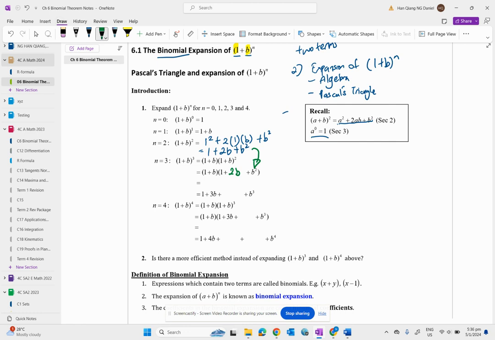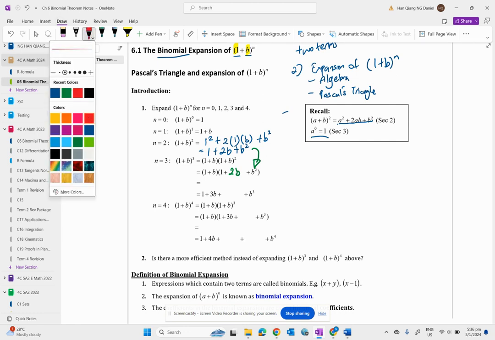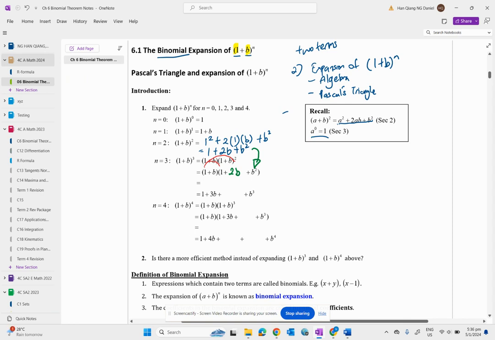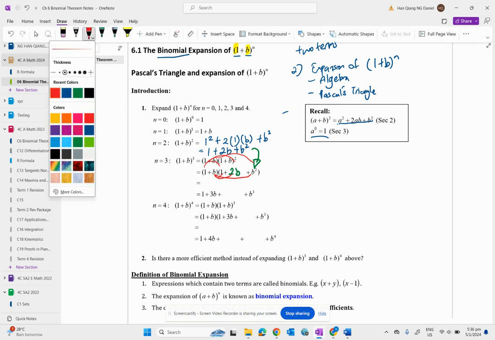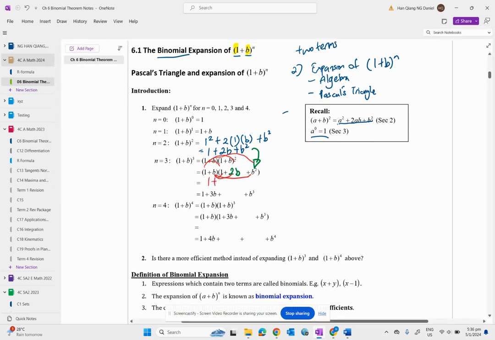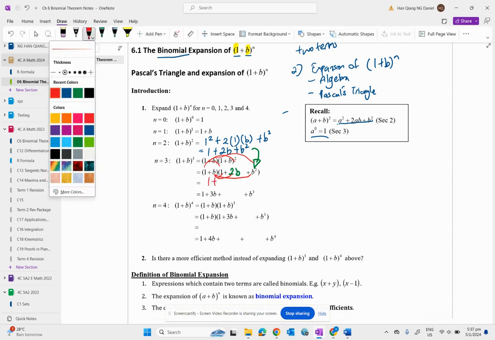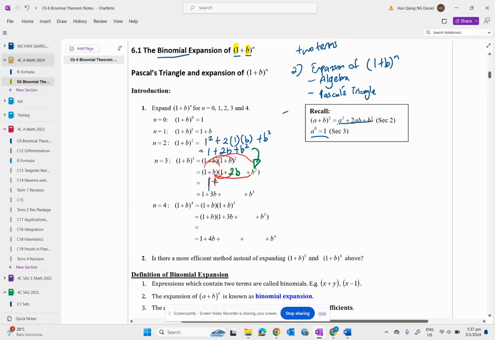You expand this by the rainbow method. You recall rainbow method, you have this. Then subsequently, this times this times this, we will actually get 1 plus 2b plus b square plus b plus 2b square plus b cubed. Let's simplify it as 1 plus 3b plus 3b square plus b cubed.